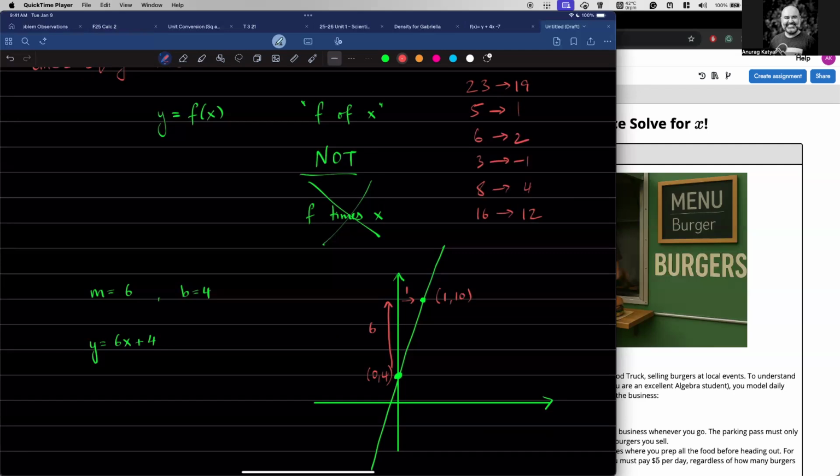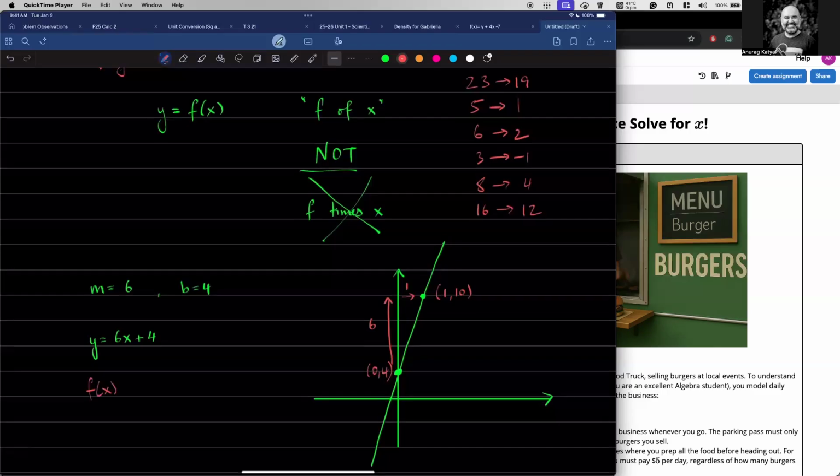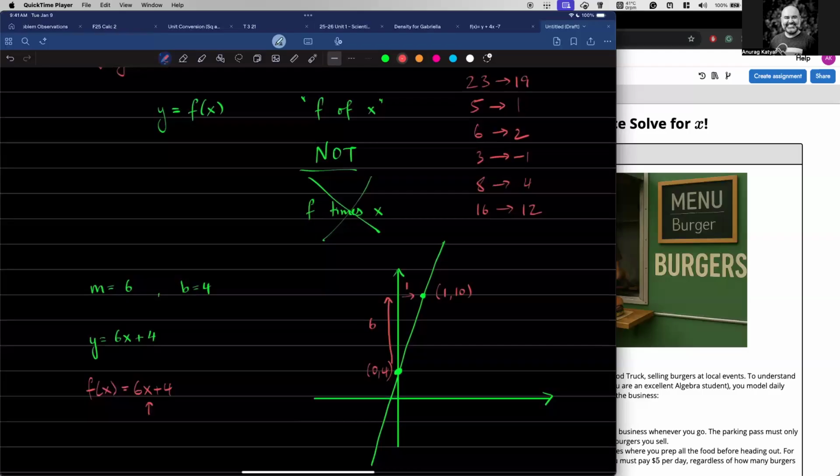Here's the only thing that's new today. That is the answer in function notation. F of x equals 6x plus 4. Give me a number, any number you like. Small number. 8? Okay. 8 means plug in 8 for x. 6 times 8 is 48, plus 4 is 52.